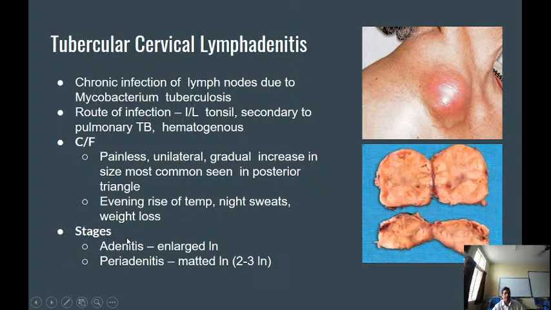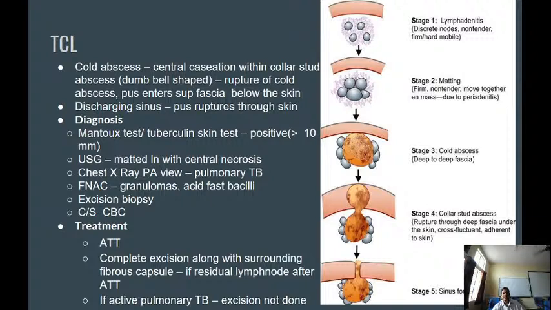Then you have the various stages that are described. Initially there is inflammation of the lymph nodes, discrete nodes, and when the size increases they come together and the outer capsule of the lymph nodes gets fused with the outer capsule of the adjacent lymph nodes, and so produces what is known as periadenitis and gives rise to matting.